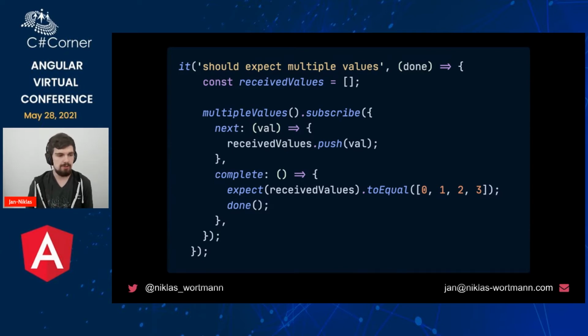This just works with synchronous observables, but not with asynchronous ones. So the other thing that you could do is waiting for a complete signal. This would also work with an asynchronous observable like interval, for example. You're just subscribing to the observable, in the next callback storing all the values in an array, and then performing your expectation in the complete callback when you know, okay, my observable is complete.